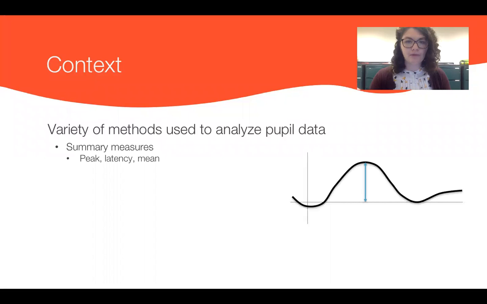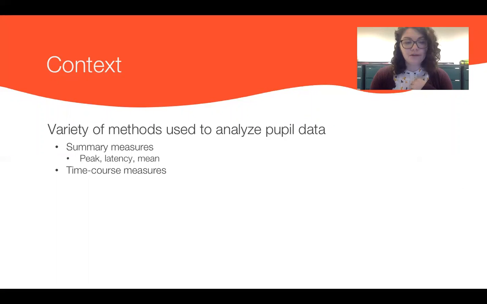You can do this by summarizing it down to the peak amplitude, so the largest value within your trial. You can also summarize it down to the latency, so how long it takes to get to that peak. And another option would be to identify an area within your trial in which you're going to take the mean value of the pupil size. For all of these, you're taking this rich longitudinal data and bringing it down to a single value, which is really useful. And it's widely used because then you can run ANOVAs very easily with the data and so forth. For the present talk, I'm going to be focusing on a couple of time course measures.